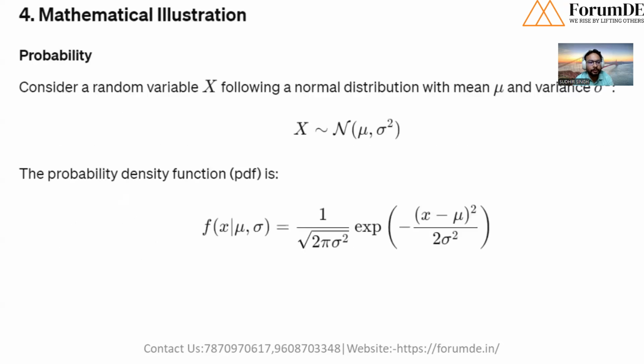We can see how probability works in the case of a normal distribution. Consider a random variable X following a normal distribution with mean mu and standard deviation sigma. The probability density function of a value is given by f(x | mu, sigma). It is represented by the following equation.